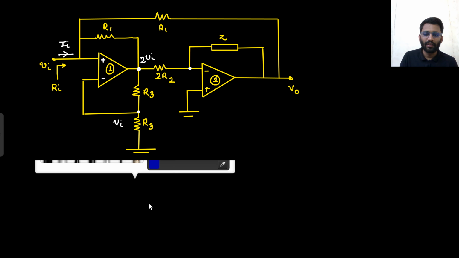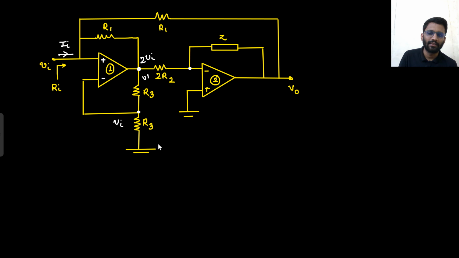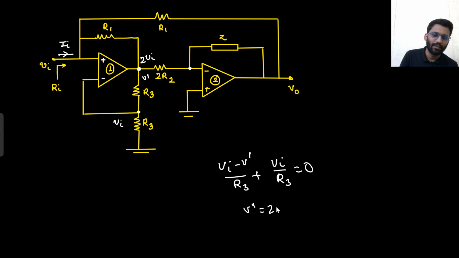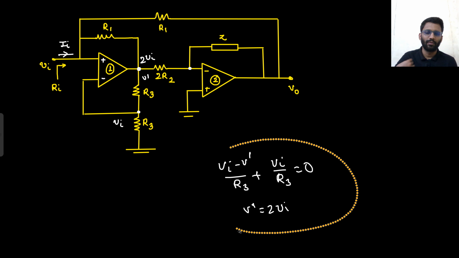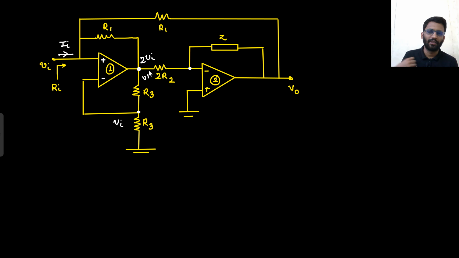What you will do? You will call this node V dash. So you can apply nodal here. V in minus V dash by R3 plus V in by R3 is equal to 0. So your V dash is 2V in. This also you can do. So this node is 2V in now. This node is 2V in.